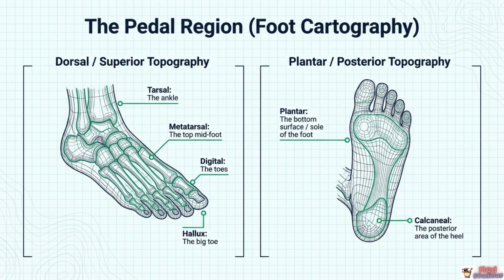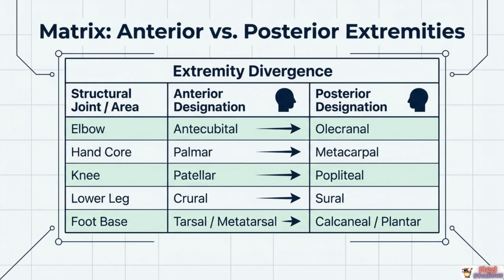fasciitis pain. Now we synthesize the extremity naming system into a clean divergence matrix, because mastering the anterior versus posterior terminology of the limbs is one of the highest yield topics in all of anatomical terminology. For every major joint and segment in both limbs, there is an anterior name and a posterior name.